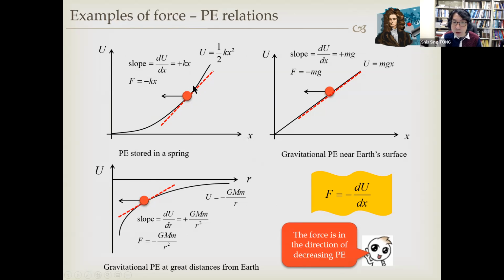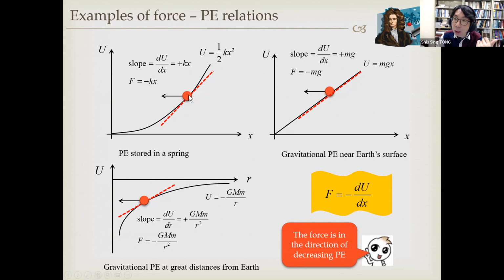So if you have, for example, a spring, then the potential energy goes up with the extension as a quadratic function, half kx squared. So when you differentiate u with respect to x, you get kx. And after adding a minus sign, you get the force as minus kx, which is in a negative x direction. So the slope goes up, but the force points backwards.